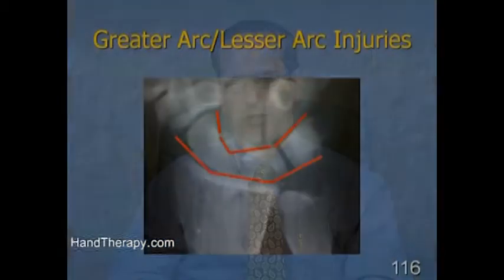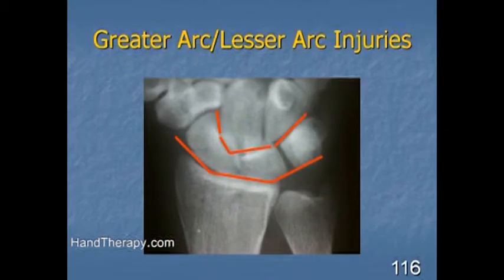On slide 116, the red lines evaluate the proximal carpal row as well as the distal carpal row. We want to make sure that the scaphoid lines up with the lunate as well as the triquetrum, and the distal aspect of the proximal row is collinear as well. There can be subtle injuries that, if we don't look at it in this way, can be missed.